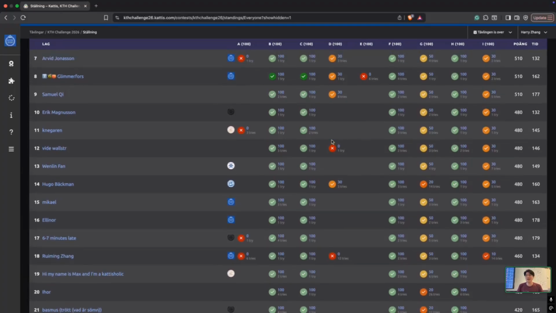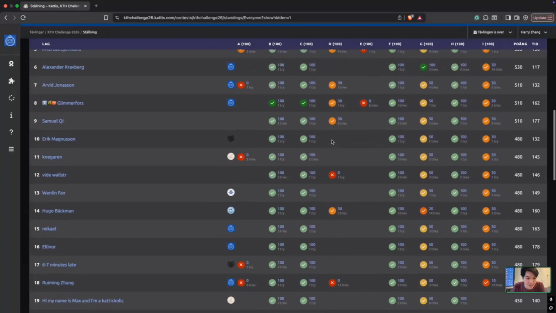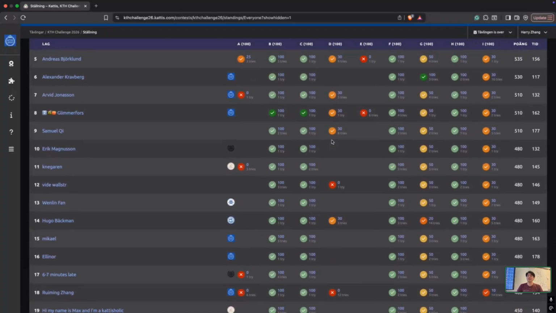Arvid Jonasson! And 6, we have Alexander Kraberg! And on place 5, we have Andreas Björklund! And on 4th place, we got Simon Persson Holm!